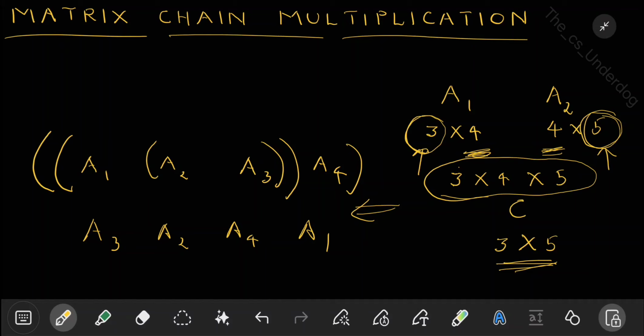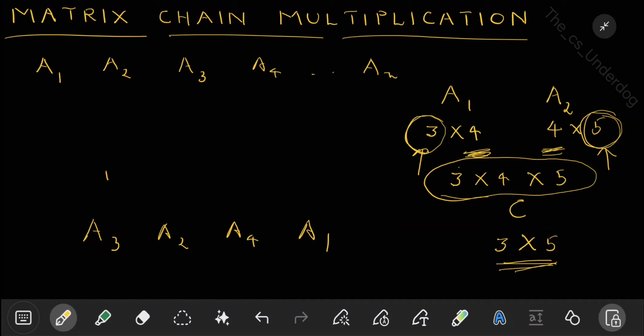If these are the matrices A1, A2, A3, etc., then I'll put the notations here. A1, A2, A3, A4. These are the matrices that you have. Let us say you have till An. If this is the case, any random matrix Ai will be considered to be of dimension Pi minus 1 cross Pi. This is the notation we'll use while solving this problem, matrix chain multiplication.